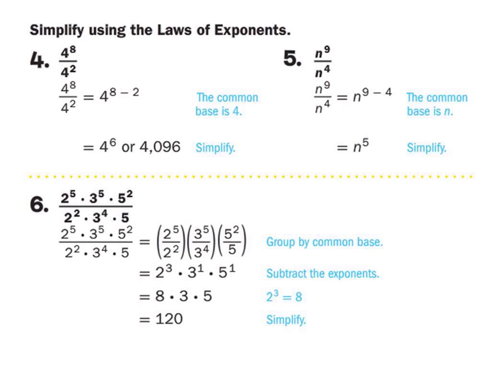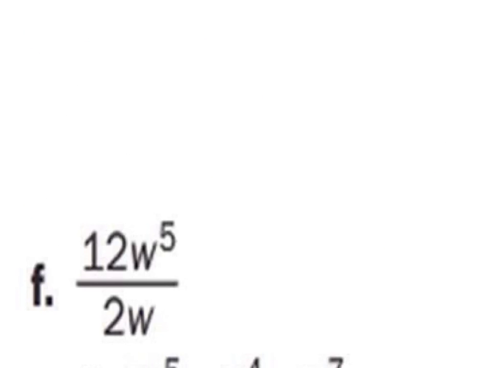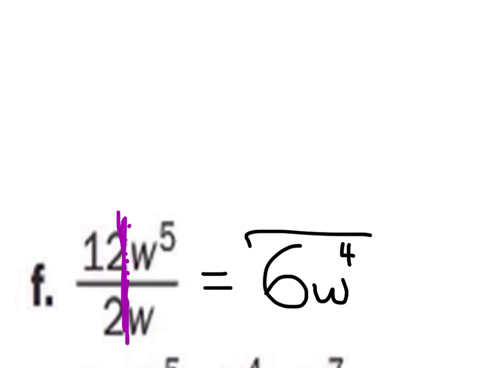Whoa, you changed this example. Let's start with the numbers first, right? So let's split this. I'm going to split it up right here. What's 12 divided by 2? 6. What's w to the 5th divided by w? w to the power 4, done.